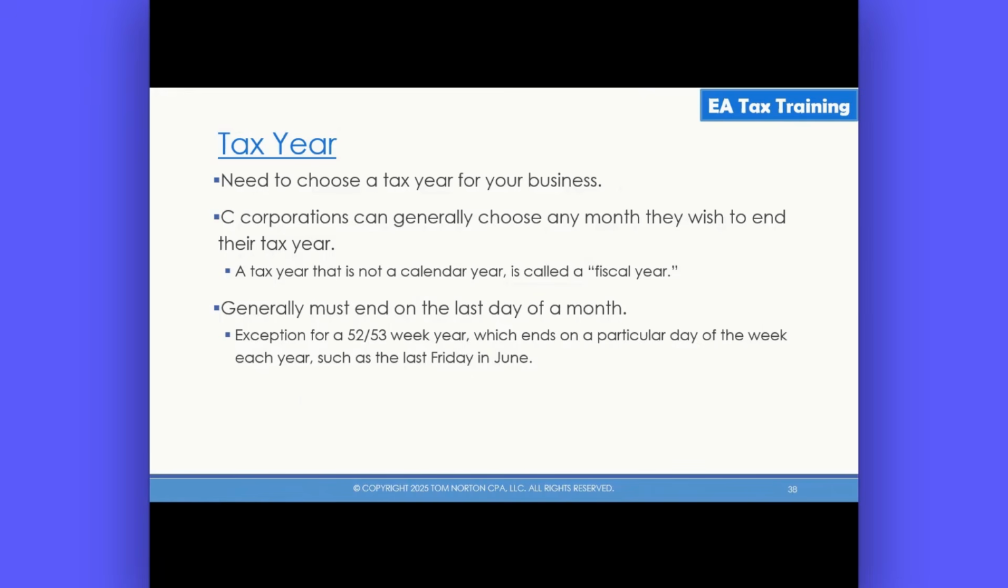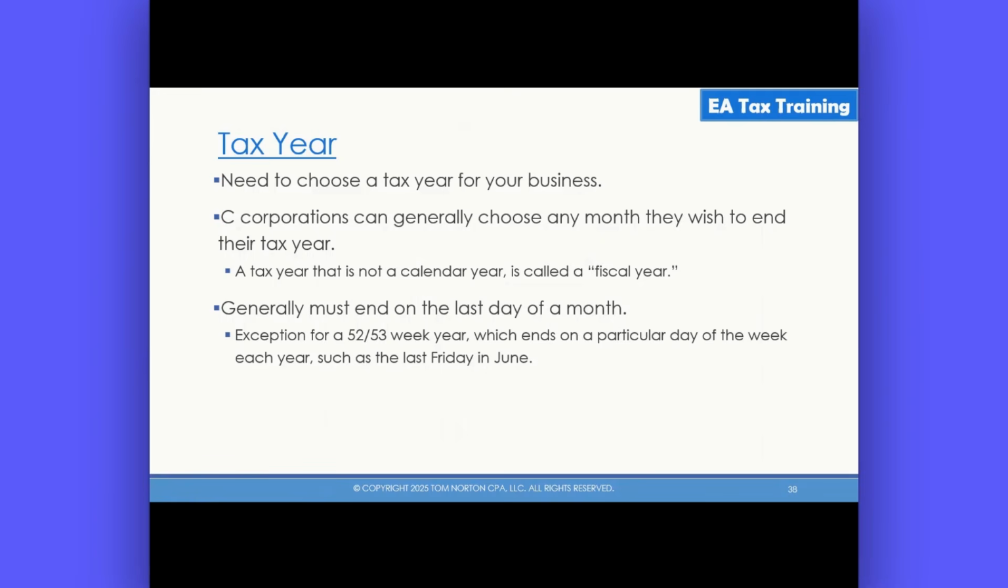A tax year. You do need to choose a tax year for your business. C corporations can generally choose any month they wish to end their tax year. This is called a fiscal year. I'm sure you've heard that before. C corporations and other entities like governmental entities will have a fiscal year. That just means it ends on some month other than December 31st. Generally, though, it does have to be the last day of a month.